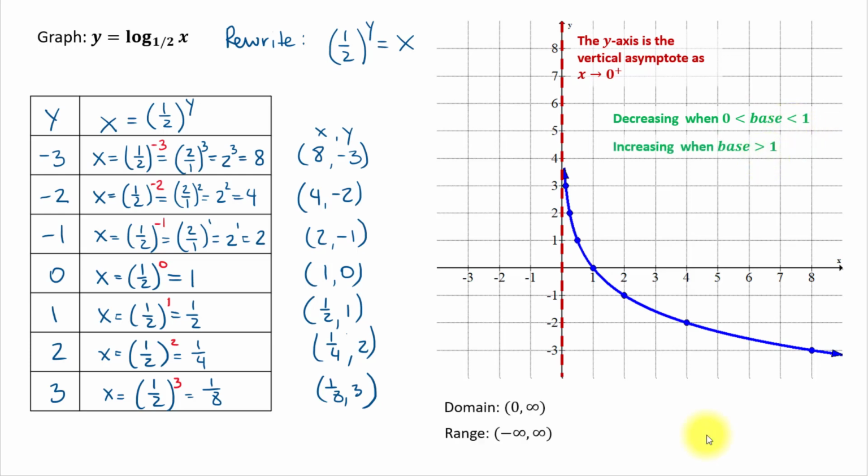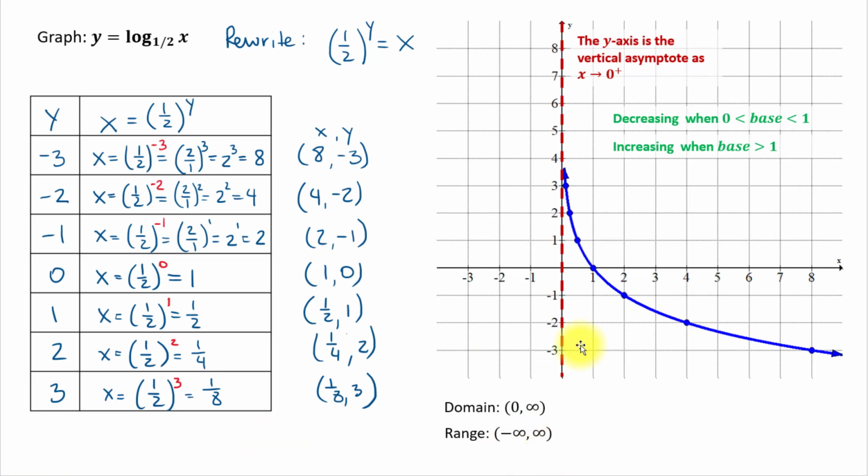When it comes to the domain and the range of the given function, it's going to be the same as when the base was 2. Domain, or all possible x values, is the interval from 0 to infinity, and the range, or the possible y values, includes all real numbers. That's the interval from negative infinity to positive infinity.